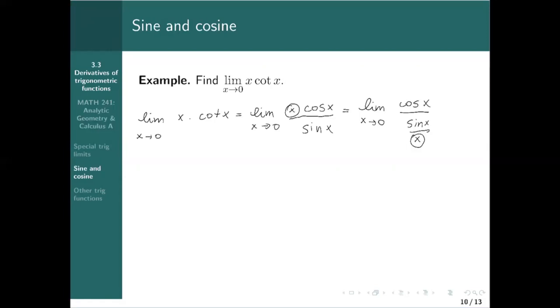So as x goes to 0, cosine of x goes to 1. And then for the denominator, where we have sine of x over x, as x goes to 0, we can say that this denominator is going to 1 using our special trigonometric limit. So this is simply going to be equal to 1 over 1, because the numerator goes to 1 and the denominator goes to 1 by the special trigonometric limit. So the final answer is equal to 1.